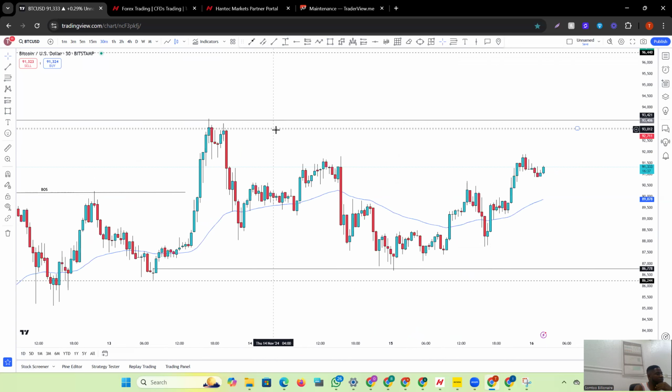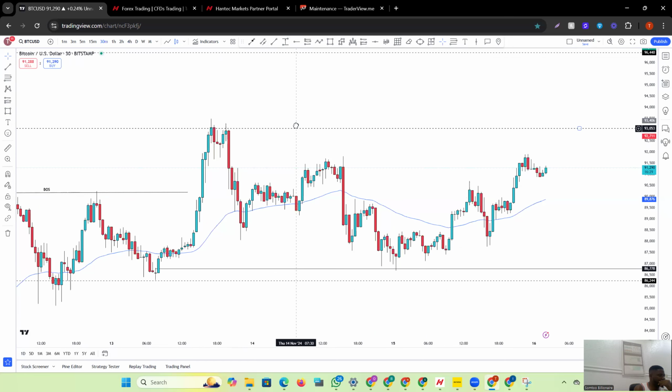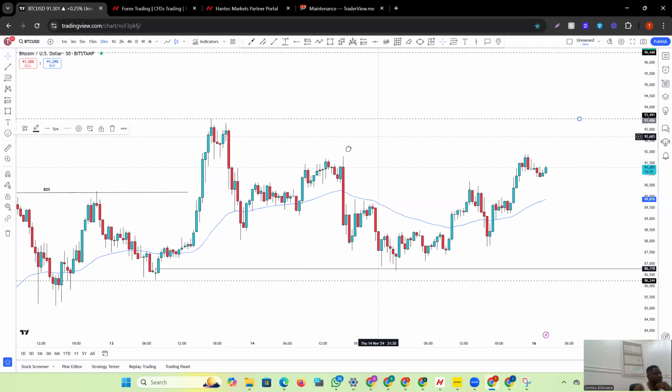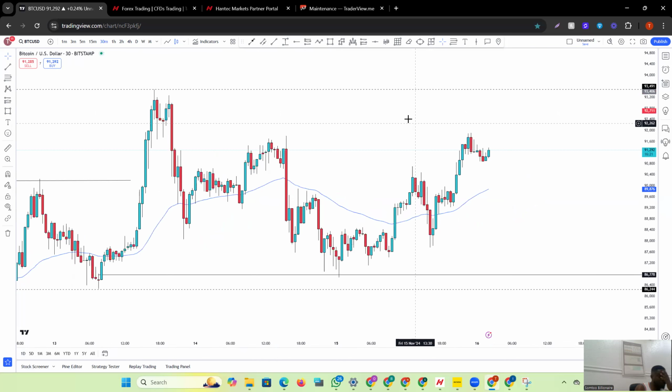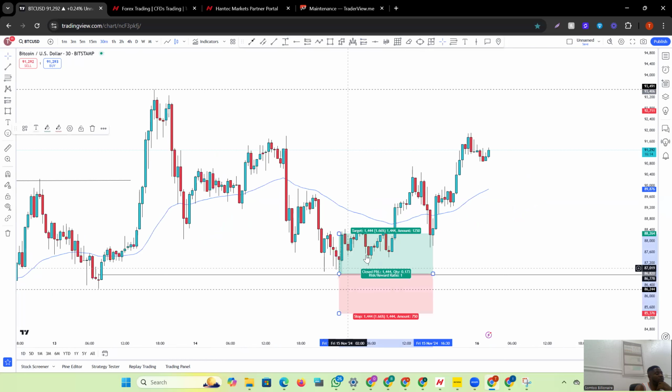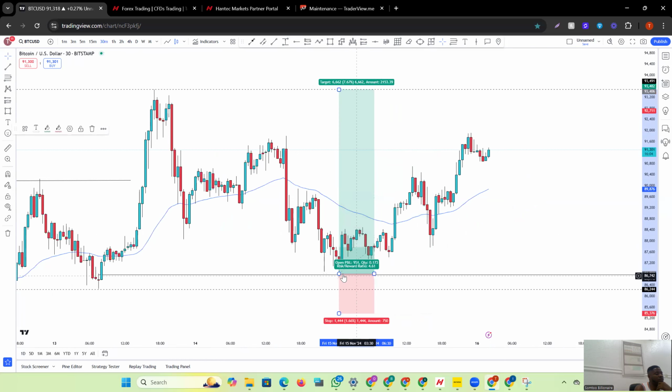Let me delete this. Our take profit for this trade should be here. This trade is massive. We would have entered this trade with one lot size. One lot size would have given us $5,000. So this is the first trade we took for those people in my group. So let's see what happened actually.